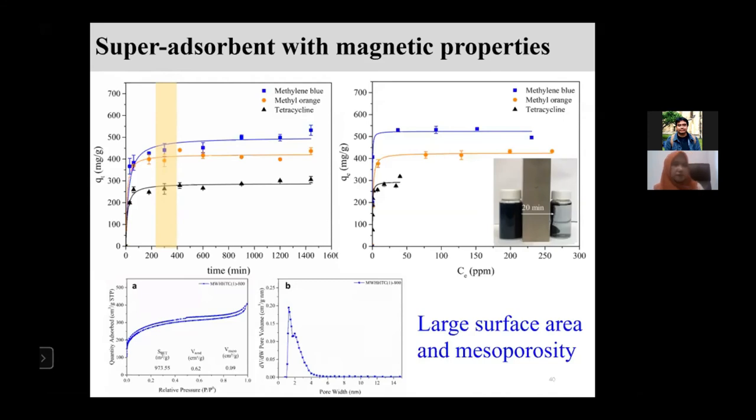After 20 minutes, we can actually observe a little bit that, okay, it has started to absorb already. The reason for this is not because of functionality, but because you have super large surface area at mesoporosity. Because these three compounds are considered to be quite big compared to the other species, okay? When you have large surface area and mesoporosity, it can absorb quite a lot. And the interaction is not related to the oxygen functionality in this sample anymore. Otherwise, you would have a totally significant difference in adsorption of methylene blue compared to methylene orange and tetracycline.